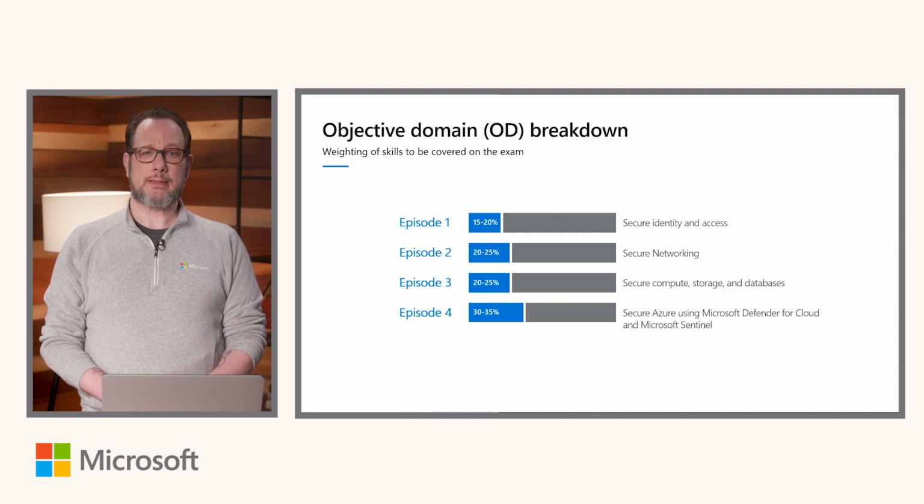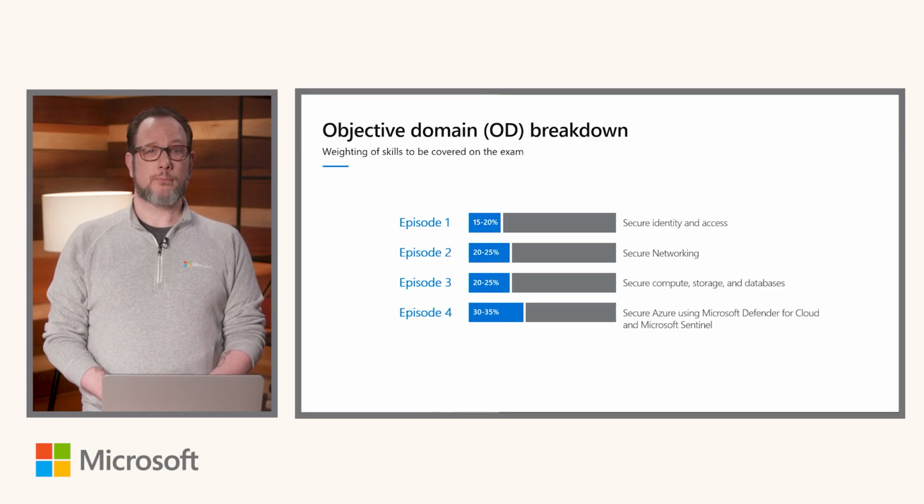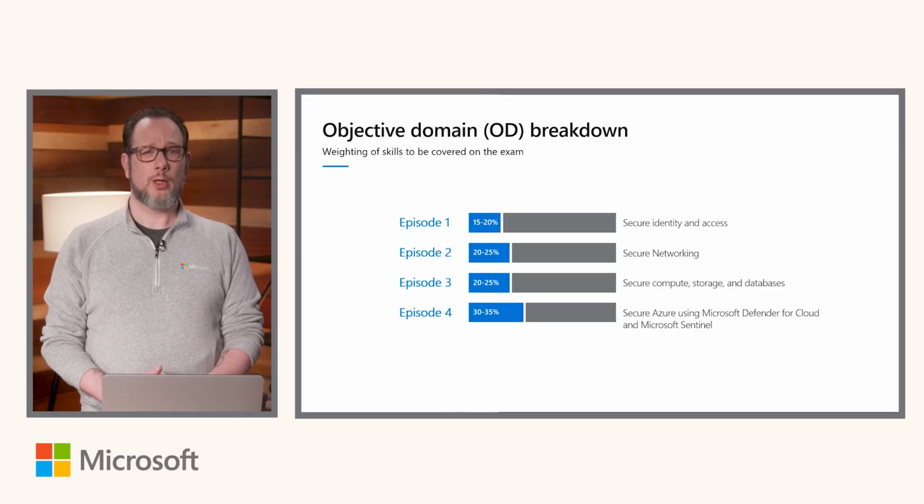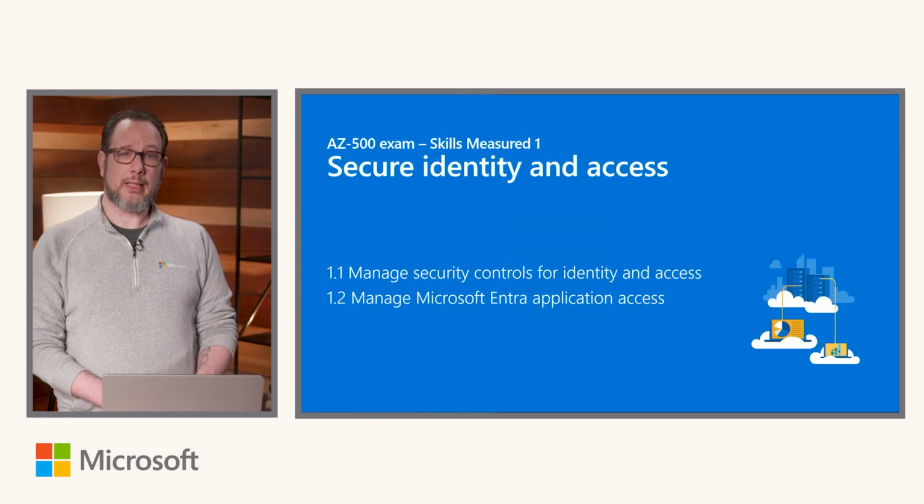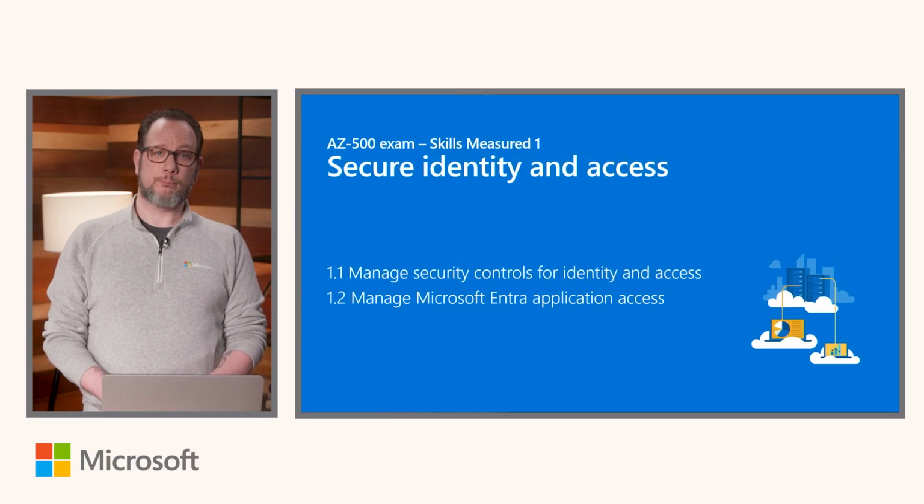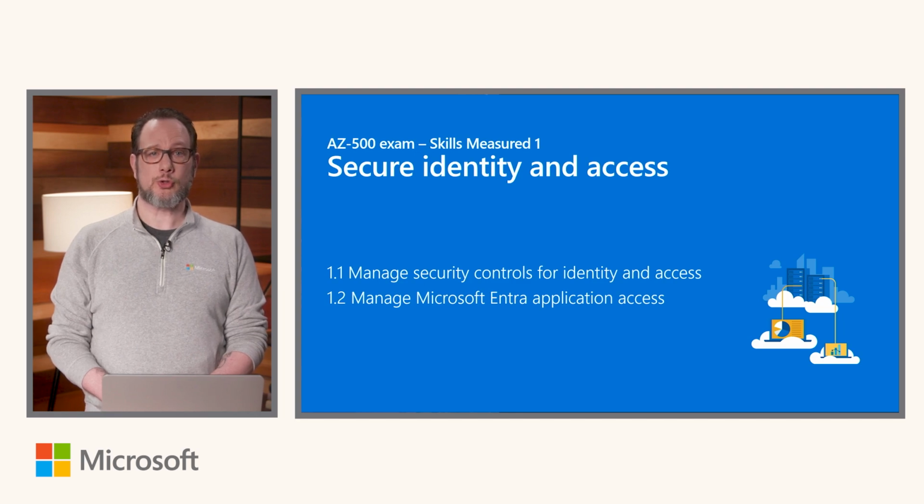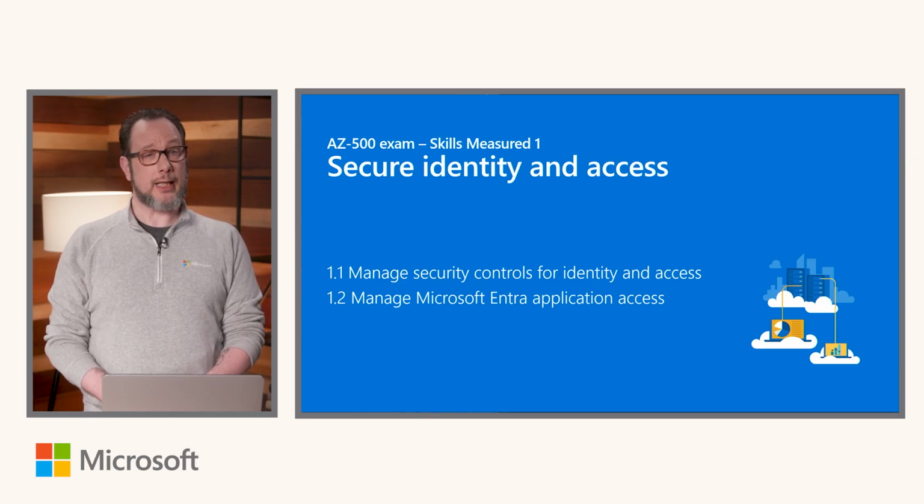So important to emphasize is that each group has a specific weight, indicating the percentage of questions that will come from each area. While Group 4 has the largest weight, in order to pass the exam, you need to be familiar with skills in each of the 4 groups. With that, let's dive into the content of episode 1, which focuses on secure identity and access. In this episode, we will cover how to manage security controls for identity and access, followed by managing intra-application access. So let's start with security identity and access.